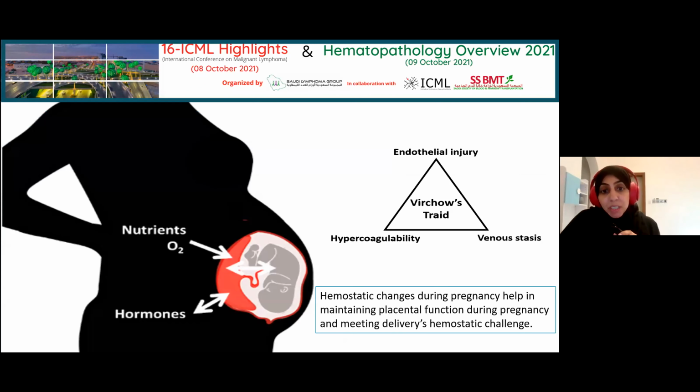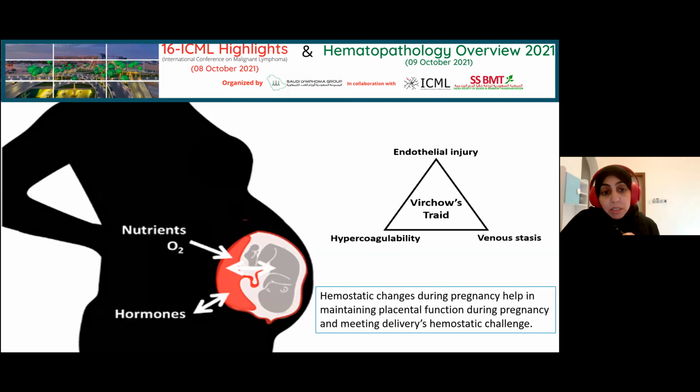As you know, in pregnancy, in fact, all three factors of Virchow's triad will be affected: the endothelial injury, the hypercoagulability, as well as the venous stasis. And this is related to hormonal changes, the estrogen and progesterone produced in the pregnant lady. And why does that happen? What is the purpose of such hemostatic changes? In fact, it is needed to maintain the circulation from the mother to the fetus, which is very important for the health of the fetus, and also to prepare the lady for a very big challenge during delivery.